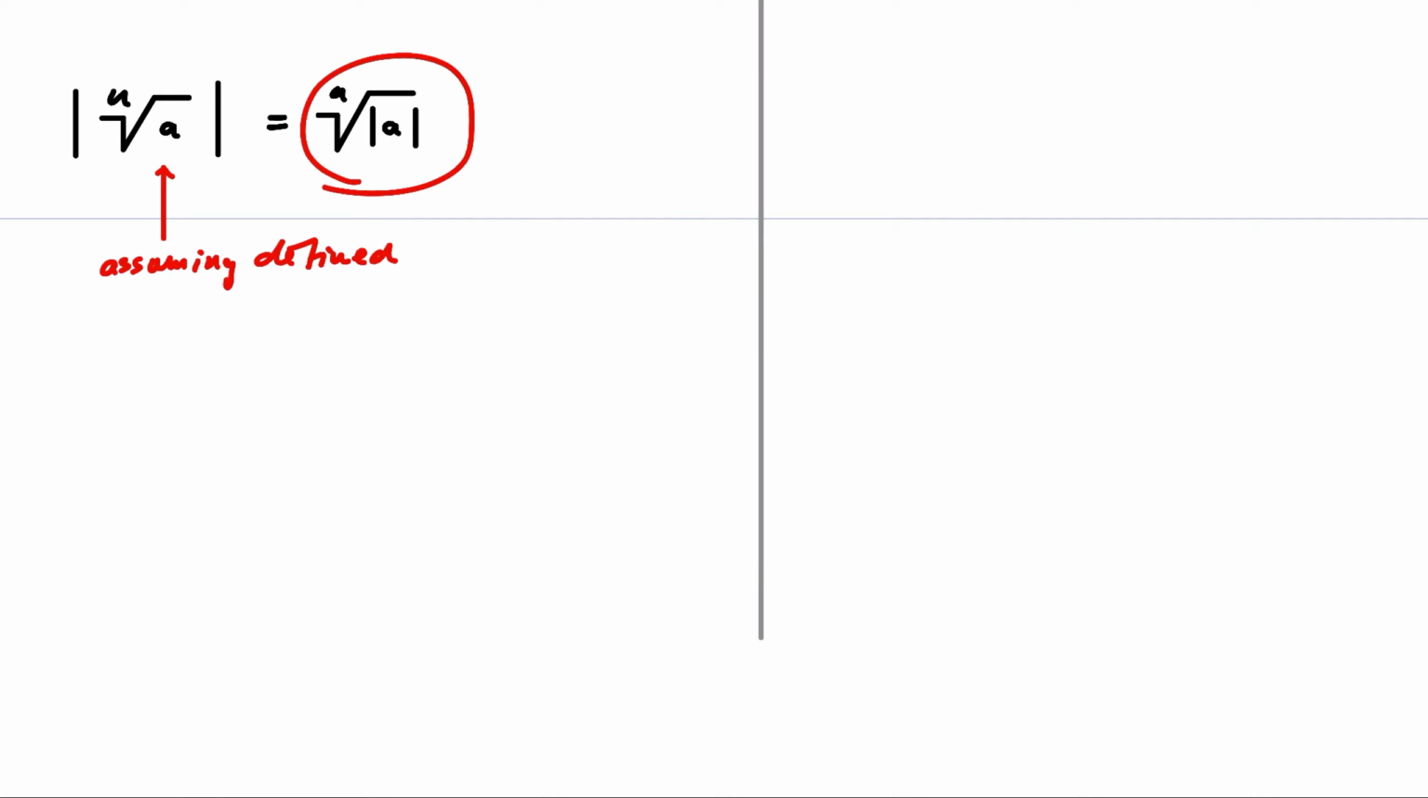This side is always defined because you can always take an nth root of a positive number. The other side may not be. So for example, if I was doing the square root of -1, the right-hand side would make sense, but the left-hand side wouldn't, so this would be just meaningless. So we're assuming defined, i.e. the only restriction would be A is greater than or equal to 0 if n is even. That's the only restriction. Otherwise, we're totally fine. We can take nth roots for anything else.